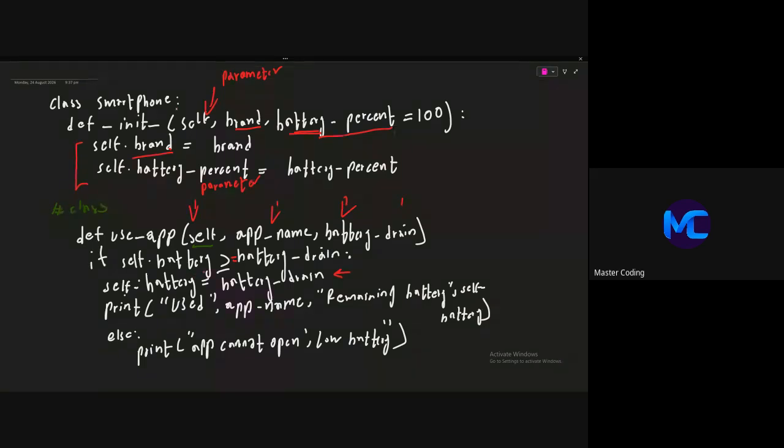Basically, what does it mean? It means when that specific battery reaches the battery drain, it would say how much battery is left. And if it is not greater and it is smaller, then we can say that we have low battery, so we cannot open the app. Okay, so this is the basic logic I was using, simulating our phone.